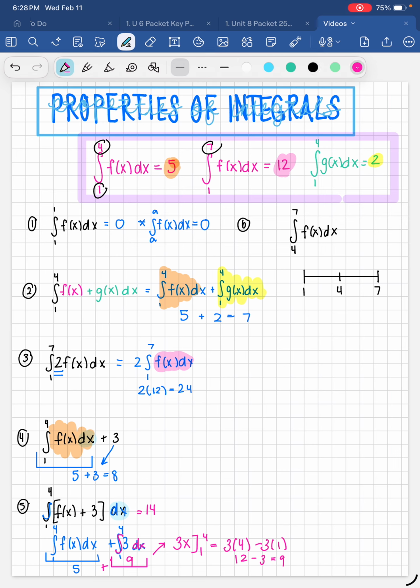So the area from 1 to 4 is 5, because that's what I gave you. So this area right here is 5. Then the area from 1 to 7 is 12. So this entire thing right here is 12. And if I want to know the missing area, 4 to 7, it's just like algebra. Hey, 5 plus what equals 12? 7. Done.